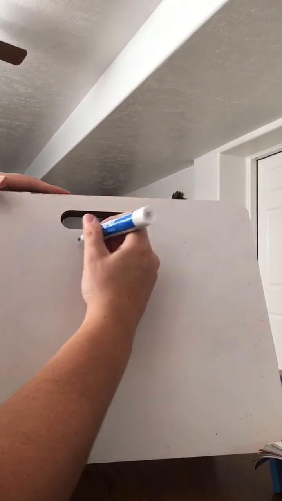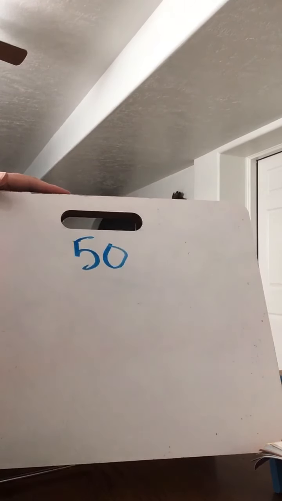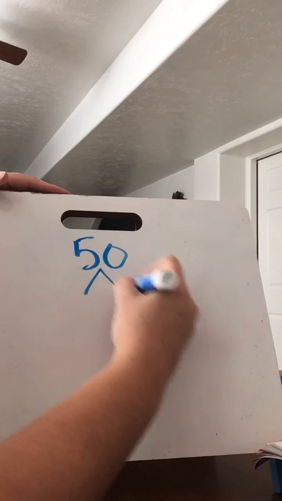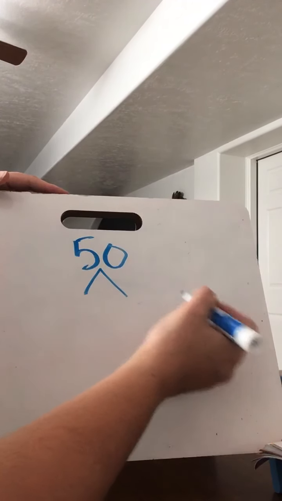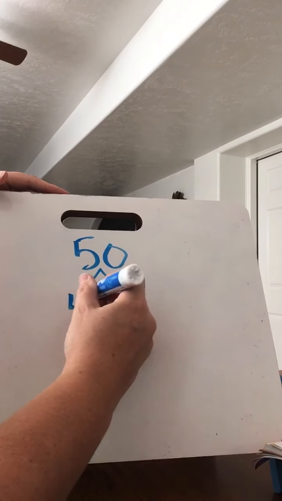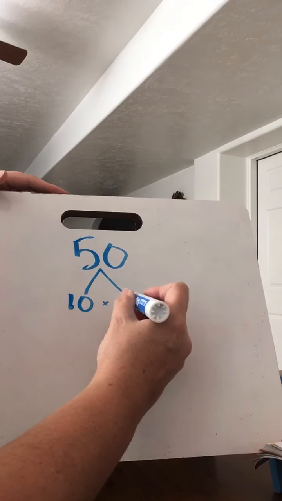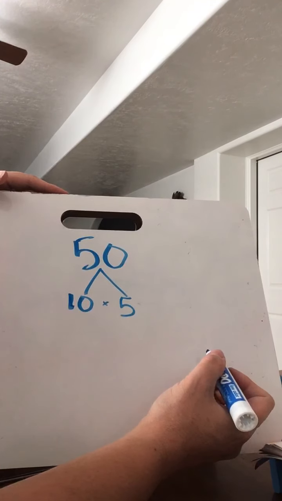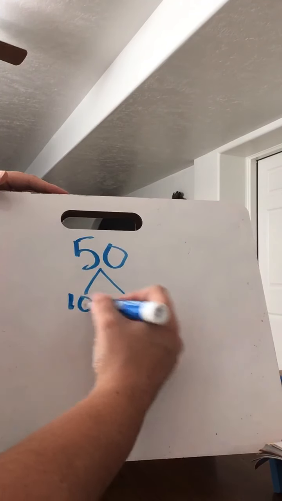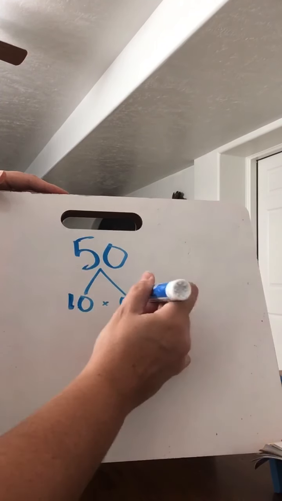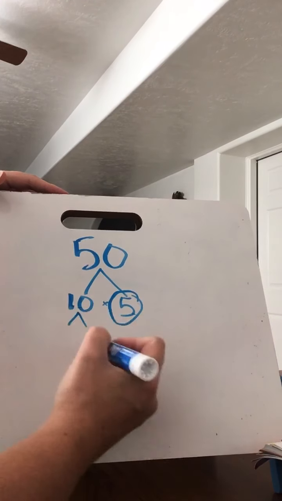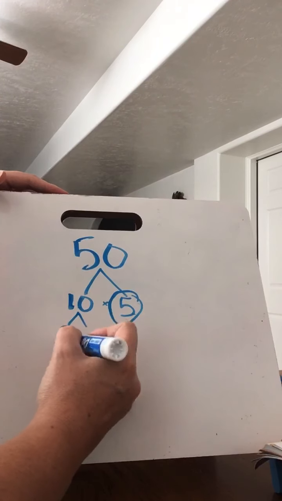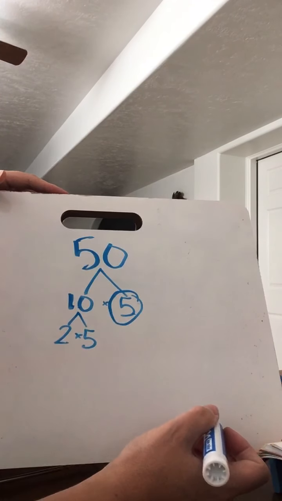So let's do number 6. We've got 50. Okay. You can use any 2 factors that will times together to equal 50. I'm going to use 10 times 5. Now let's see if we can break these numbers down. Now 5, I happen to know that's one of our prime numbers. I'm going to circle him. But 10, I can do 2 times 5, right?